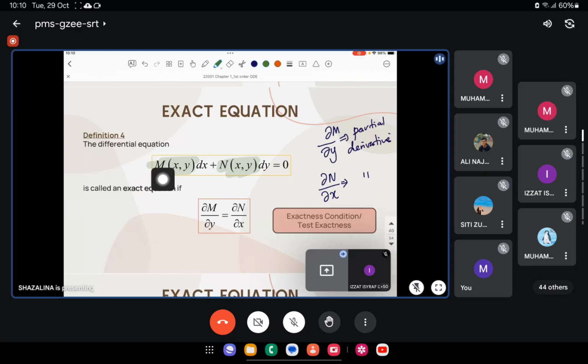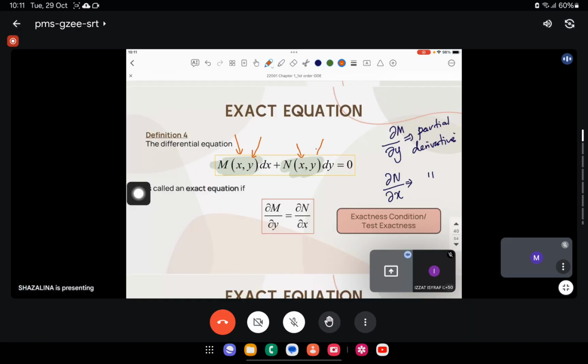Sebabnya in the function of M and N, kali ni we have 2 variable. Kita ada 2 variable kat sini, iaitu variable x and variable y. For N also we have variable x and variable y. Apa yang beza? What is the difference from the previous one? Previous one, you only have, let's say, f(x). Mean we only have 1 variable. When we want to perform differentiation, differentiation dia hanyalah differentiate f with respect to x. There is no other variable.